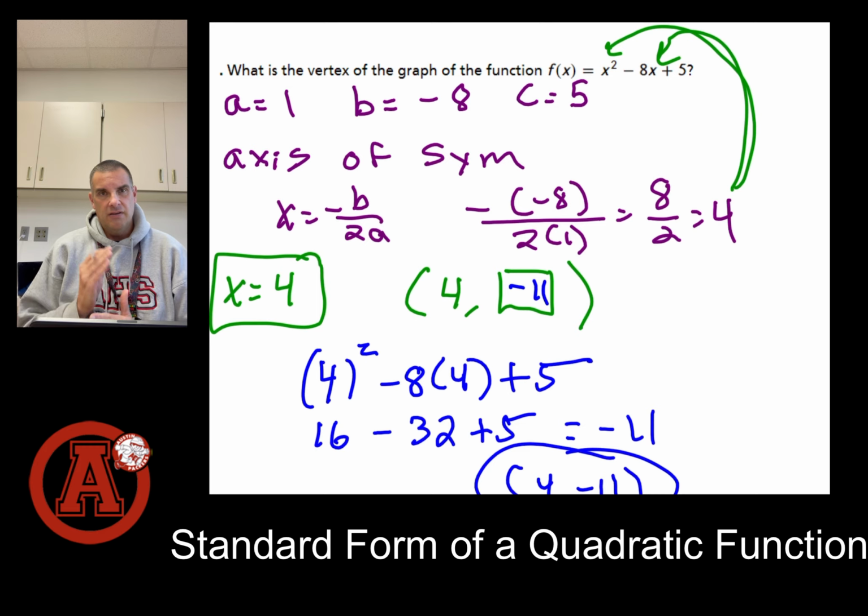A, b, and c, find your axis of symmetry, negative b over 2a, and plug that back in to get your other piece.